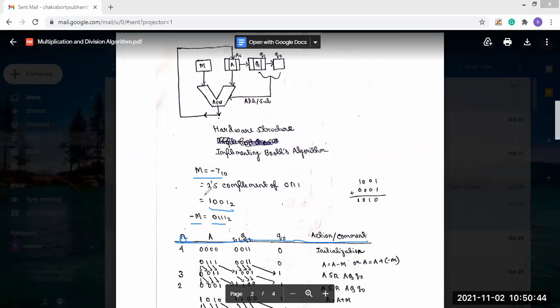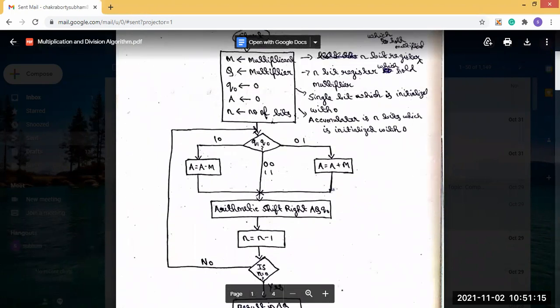That means n is required. So here there will be n. This is the tracing table. Now there will be an accumulator, then it will be Q, and here it will be Q0, and another attribute will be action or comment. So first, using this flowchart, we will see what we have done first.